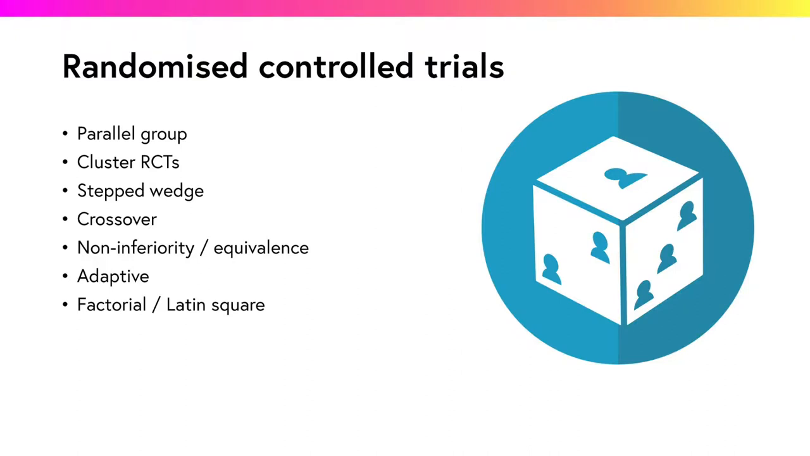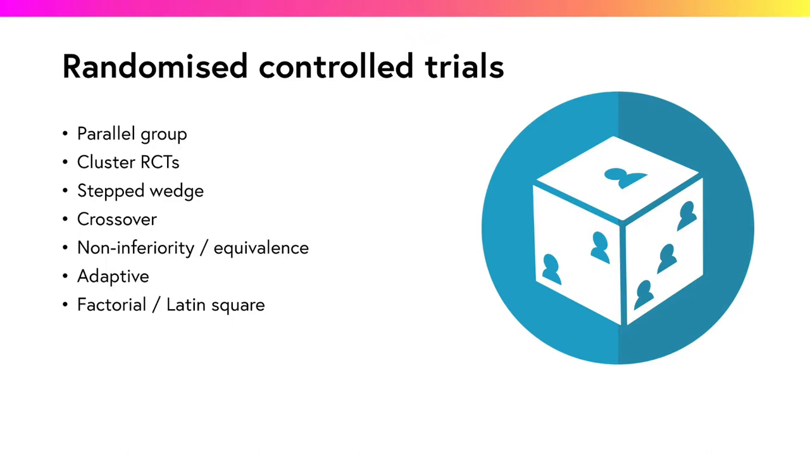Parallel group trials randomize individuals into two or more arms, but we may want to randomize at a service, hospital, or general practice level. For example, if a study was testing if a text messaging service was effective in improving the take-up of the flu vaccine, it may randomize GP practices to use the new service or not. This kind of trial is called a cluster randomized controlled trial.